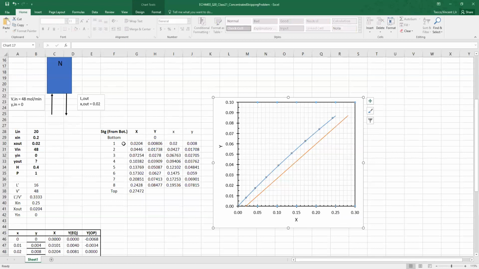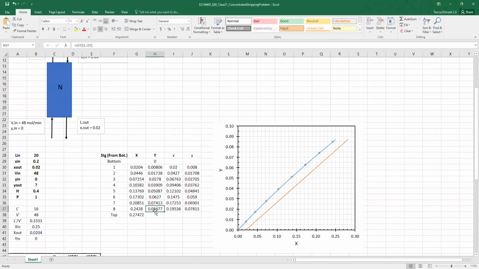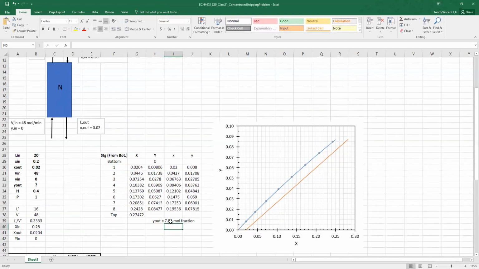Now notice I can see what the value of y coming out would be. So my big Y is about 0.085, and if I convert that back to mole fraction space, I might say that y out is equal to 7.82 mole fraction. However, if you do the material balance, you may find disagreement with that number.